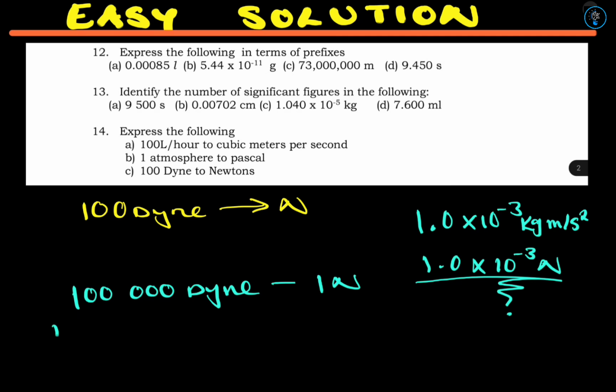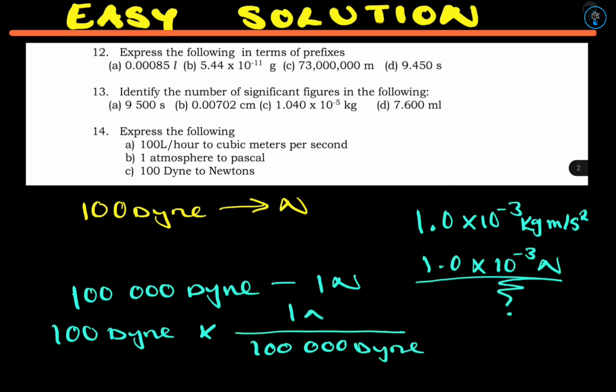So from there, it's just a matter of saying we're given 100 dyne. So we can say 100,000 dyne at the bottom is equal to 1 newton. That part and that part you cancel, so we can just say 100 divided by 100,000, which will give you a value of 0.001 newton. It's the same as our value there. So that's how we convert it.